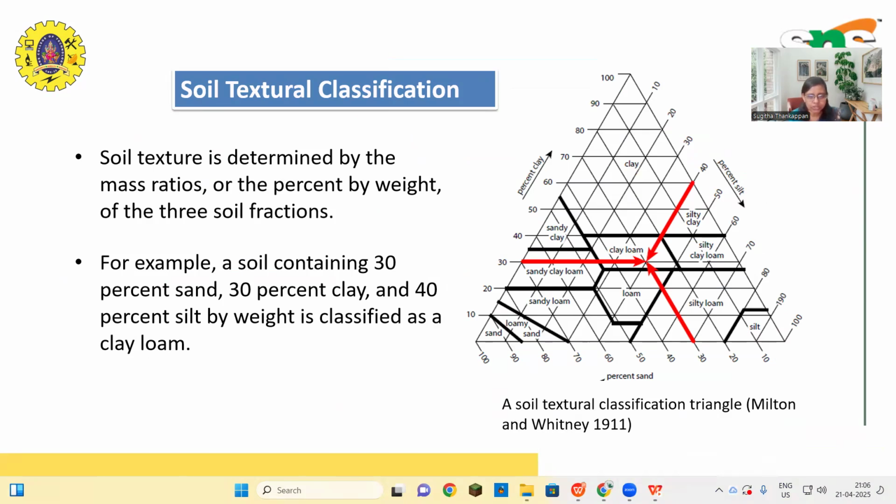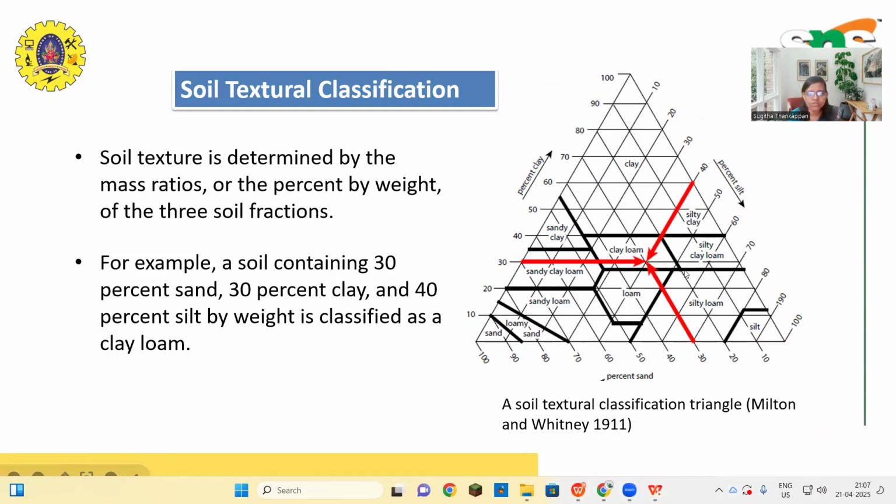In this picture, you can see how the soil is classified based on the soil texture. According to Milton and Whitney in the year 1911, they proposed a triangle. Here the base represents the percent of sand, and the two sides represent the percent of clay as well as the percent of silt.